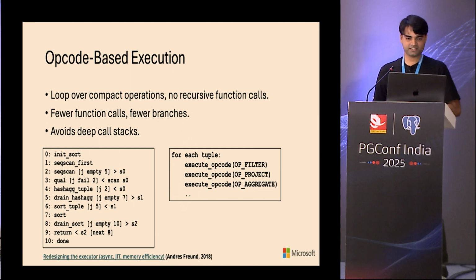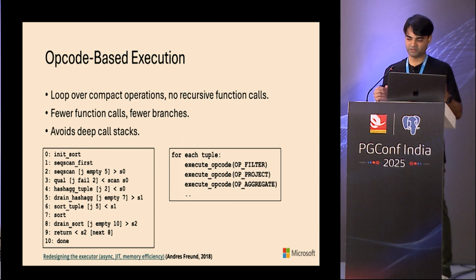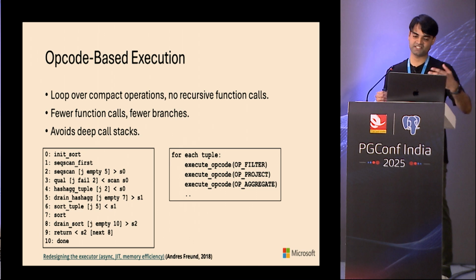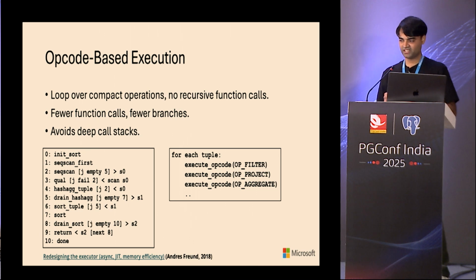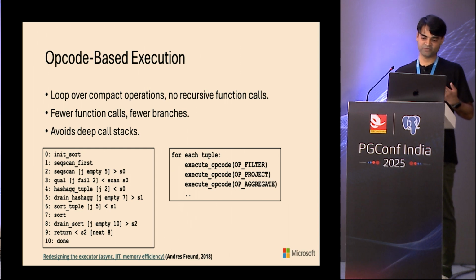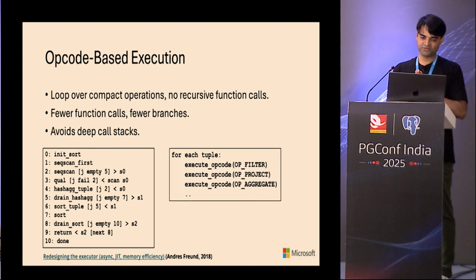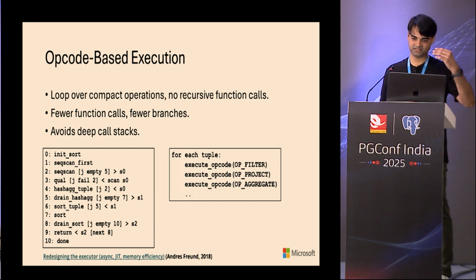Okay, so the first thing we considered doing is to replace our tree walk-based execution model with a program. And that program would be a linear program of opcodes. So for each operation that a plan has, you have an opcode, and you would have just one big function with the dispatch code for each node.